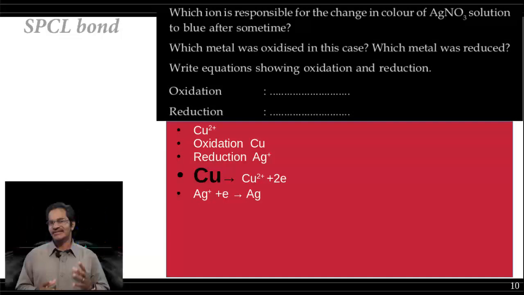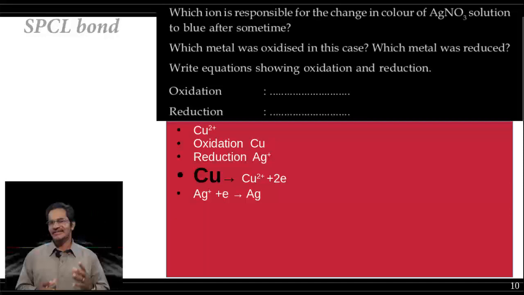So copper is oxidized. Which metal was reduced? No doubt Ag+ is reduced. So Ag+ is converted to Ag0, a decrease in oxidation number, addition of electron. So silver is reduced. Write equations showing oxidation and reduction. What is the oxidation reaction here? Cu gives Cu2+ plus 2 electrons. That is the oxidation reaction. What is the reduction reaction here? Ag+ plus electron gives Ag. That is the reduction reaction.